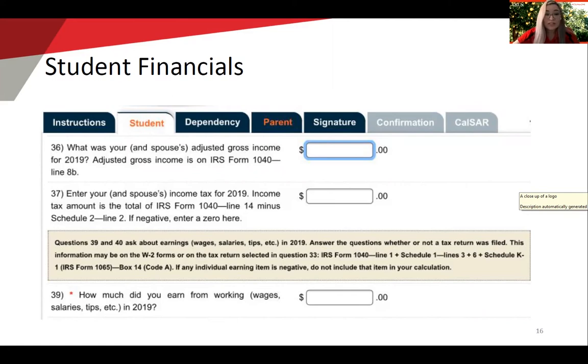So the next question is going to ask, how much did you earn from working? There was a question earlier that asked, I didn't file taxes, do I still have to report how much I worked? Yes. This question is asking, how much did you earn from working? So you do have to report those wages, and this is where you'd be reporting that. You could find it under your taxes, or you could also look at your W-2s. If you earn cash, then you just calculate how much you earned for the year 2019.